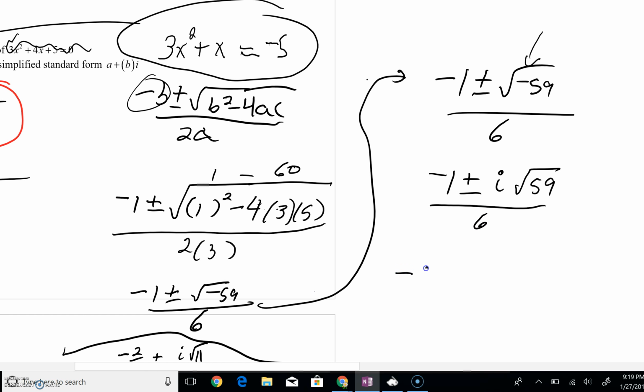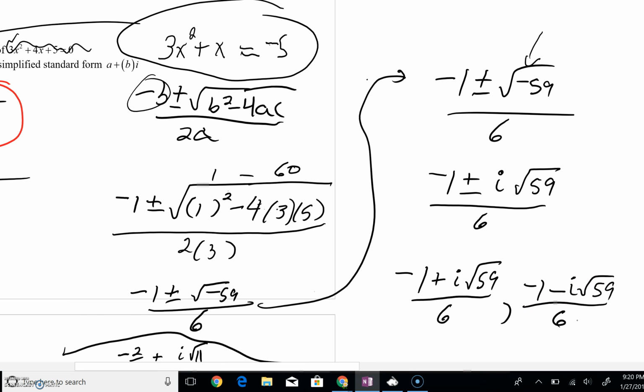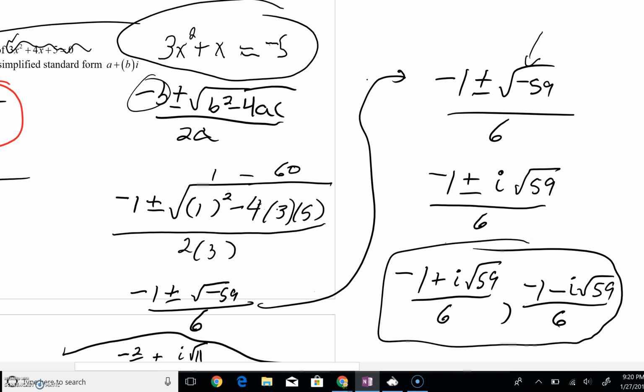In ALEX, you'd make one fraction. You'd say negative 1 plus. There'll be a button where you can select an i. You'd say i radical 59 all over 6. Do an electronic copy and paste. After you've typed that in, copy it, paste it, but change the plus in the middle. You'll just have to backtrack, change that to a minus, and then you've got your 2 answers. Your 2 answers would be right here.